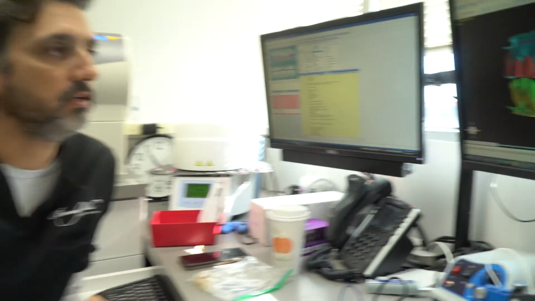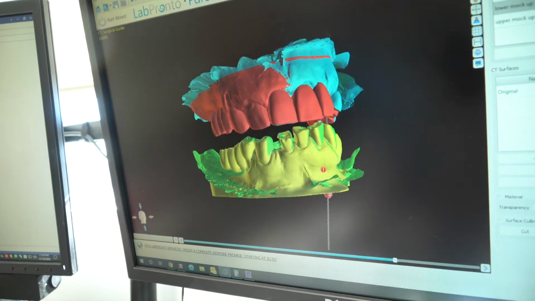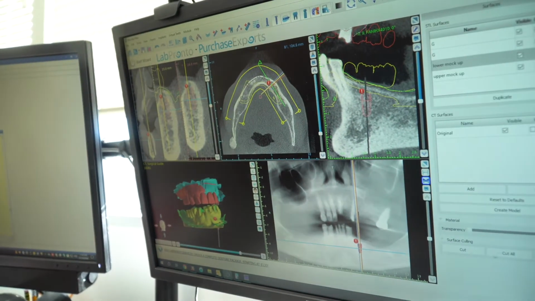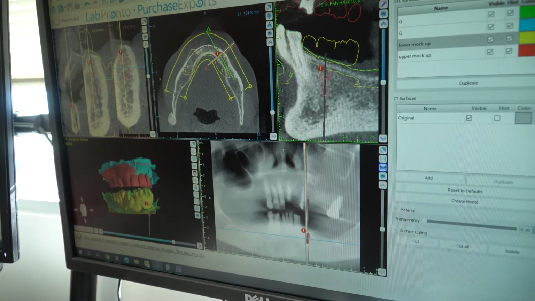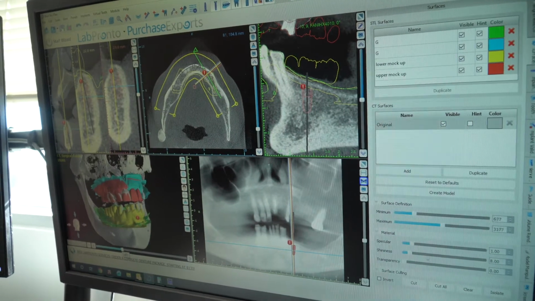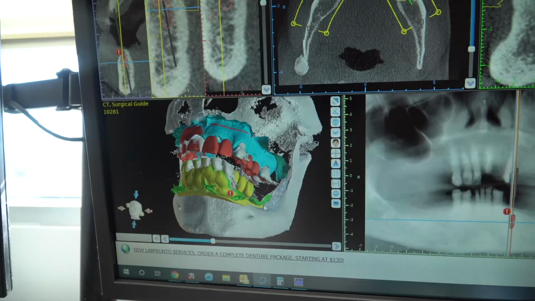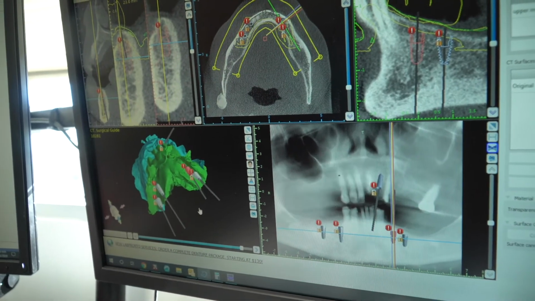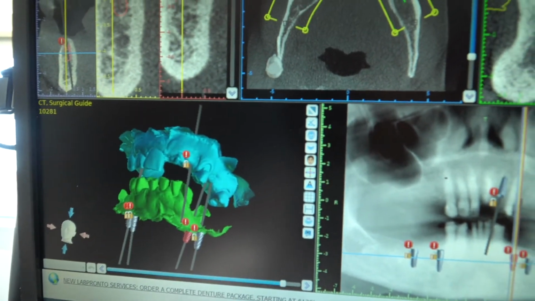From here we can start planning for implants and taking into account where we want the teeth, where they work best in her mouth and her bite and the aesthetics, and considering where she has bone to be able to put these implants. So we have to look at the bone, and this is, let's see, the skeleton. So where in the bone can we house these implants and where they're going to fit with the teeth. So those are all the implants, so we can see where they fit with the bone, where they fit with the teeth.